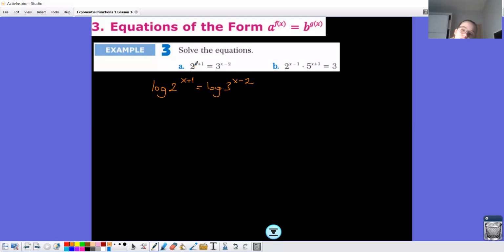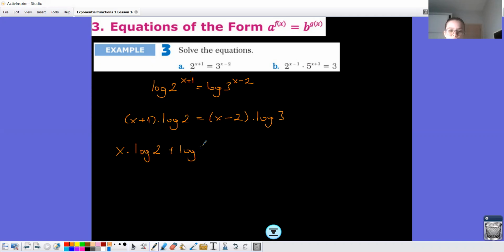Okay, I'm taking logarithm of both sides. Because this is a power, I can take it in front of the logarithm. It will be x plus 1 times logarithm of 2 to the base 10. And this one will become x minus 2 times logarithm of 3. Okay? Now I will multiply. I will get x times logarithm of 2 plus 1 times logarithm of 2, which is logarithm of 2, is equal to x times logarithm of 3 and minus 2 times logarithm of 3.